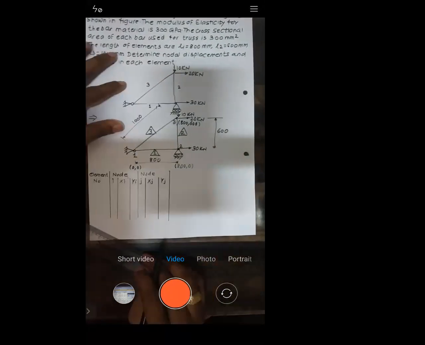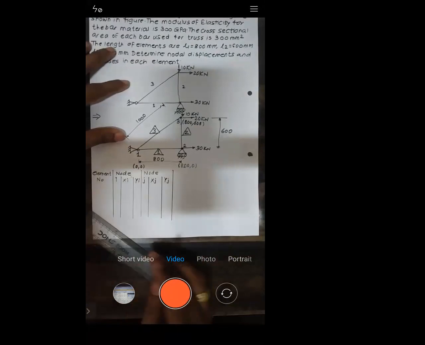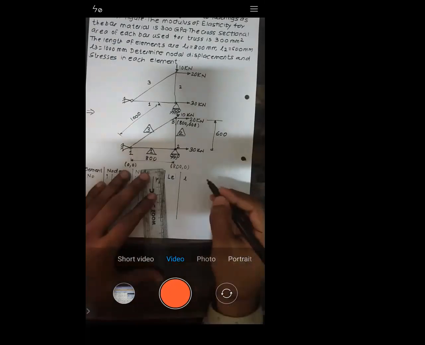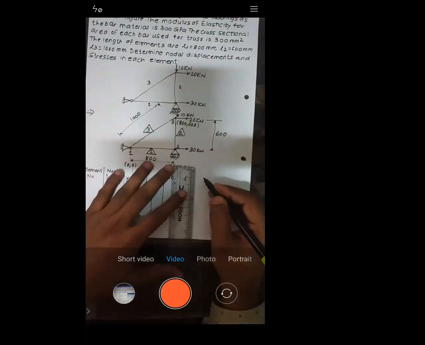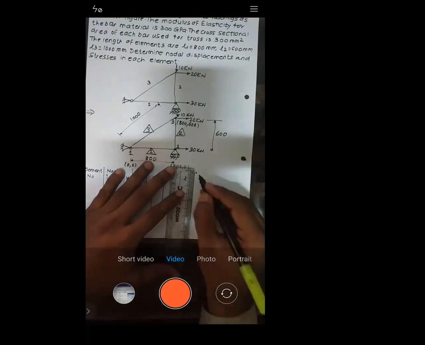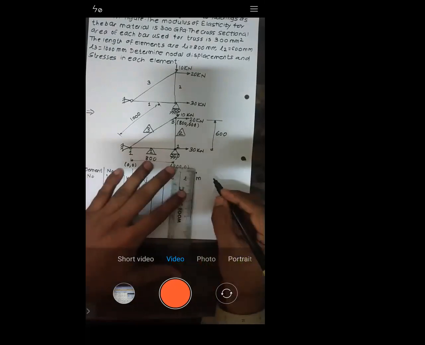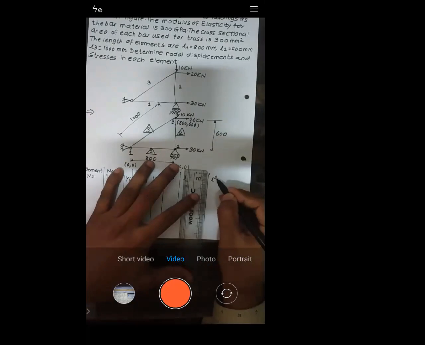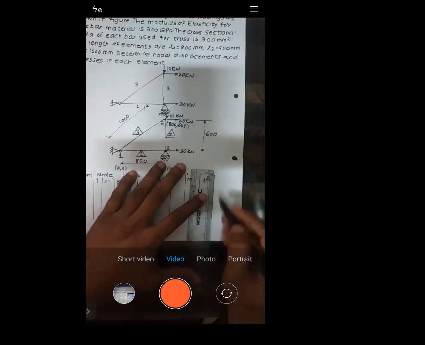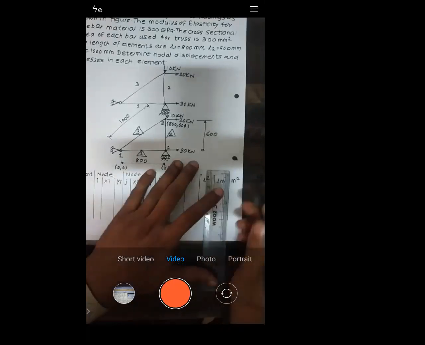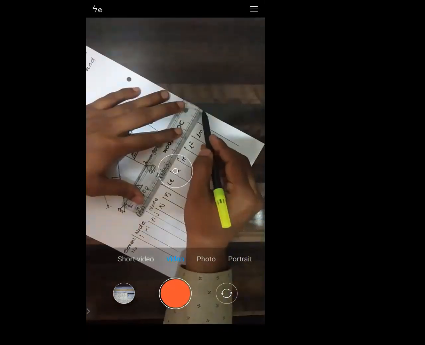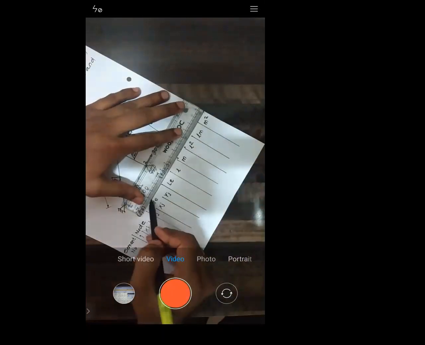Then I should know the length of the element. Then I should calculate the term l, then the term m, then l square, then lm, then m square. Is it okay? See, I already told you in detail about this table in the previous problem which we have solved.